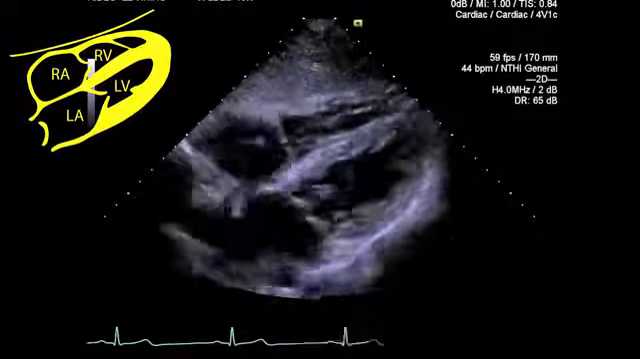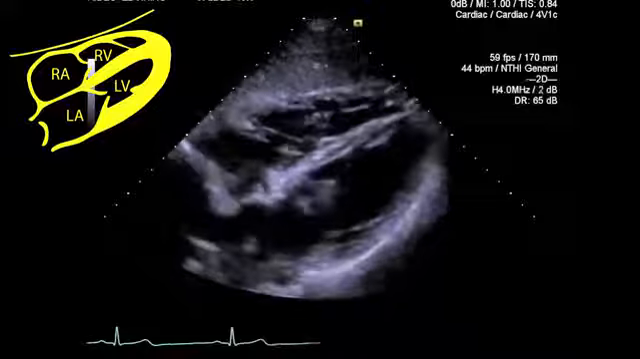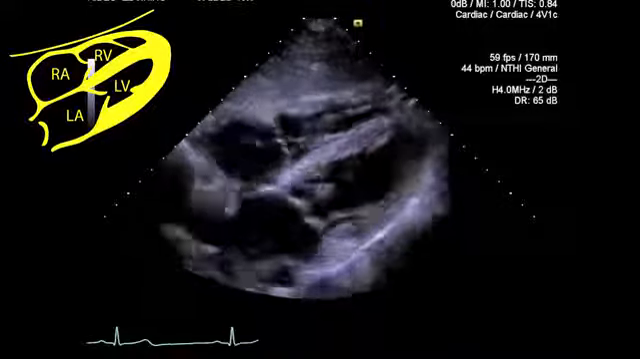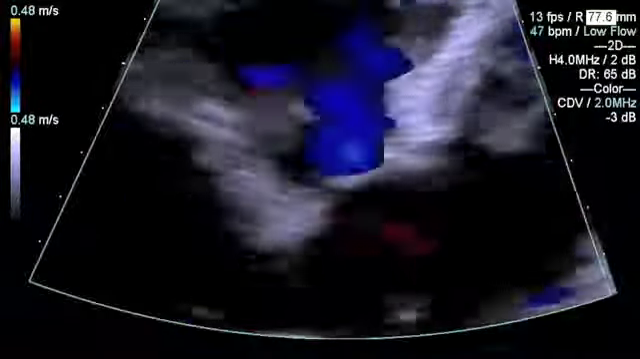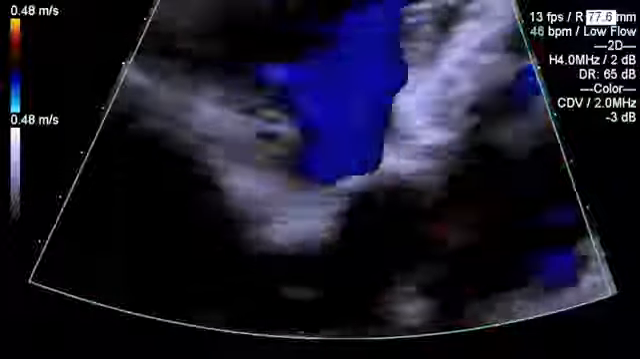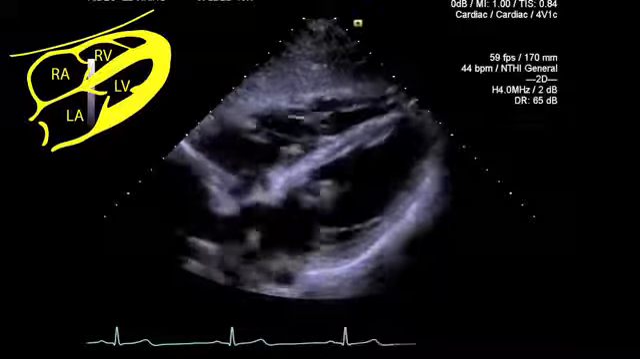Particularly focus on the interatrial septum, as it's now perpendicular to the ultrasound beam, and any PFO or ASD will be visible by applying colour flow Doppler, as the flow in between the atria is now parallel to the ultrasound beam. This is also often a simple view to exclude a pericardial effusion.